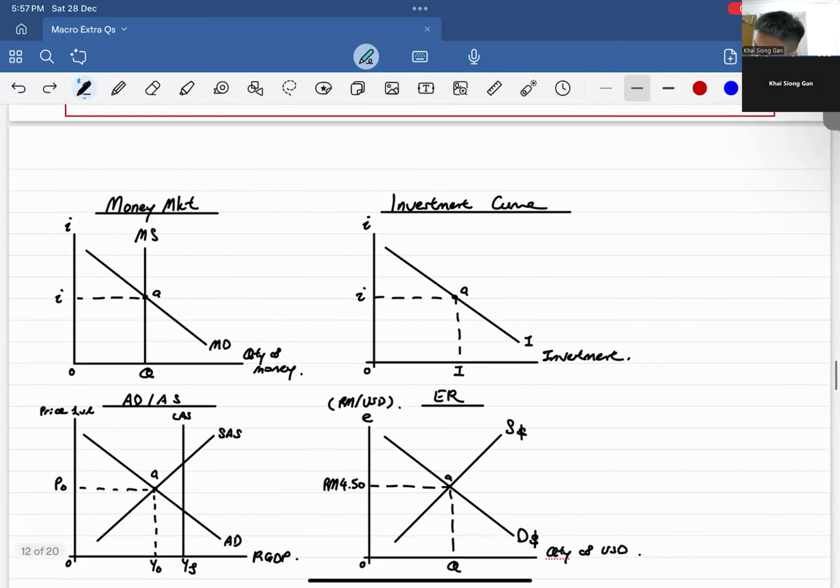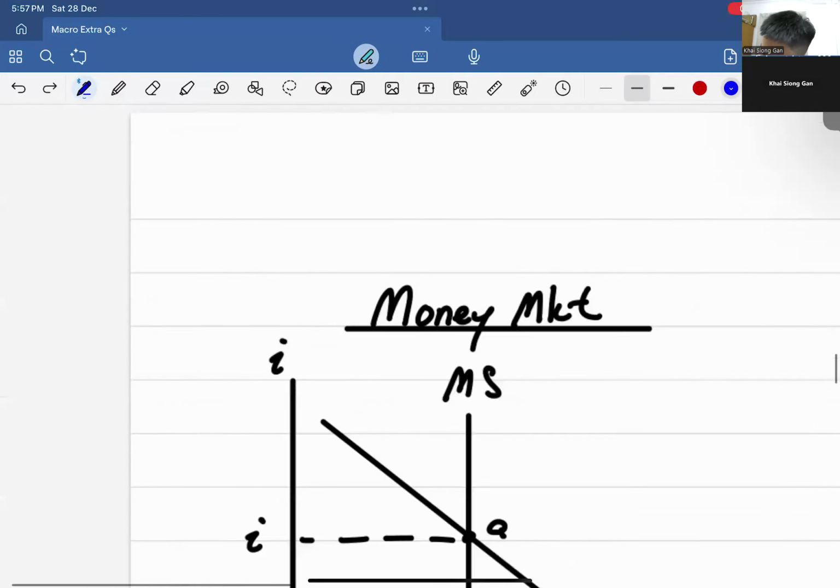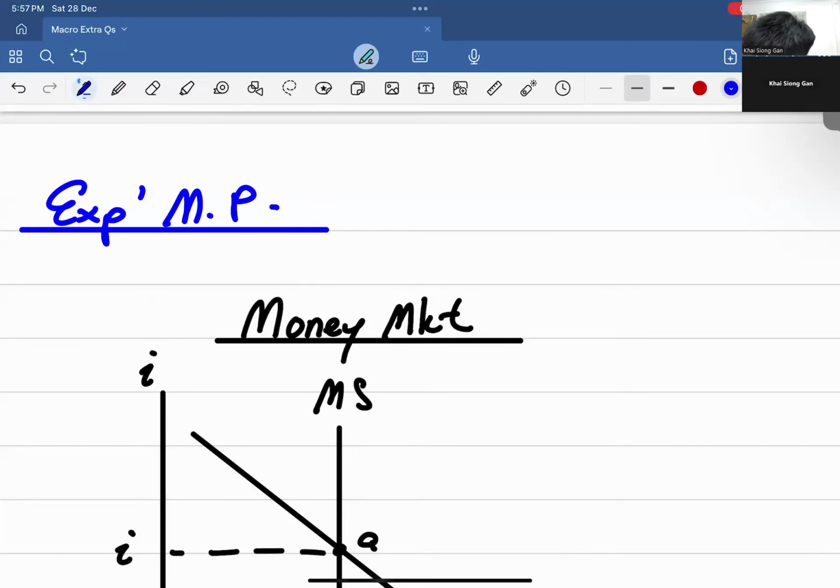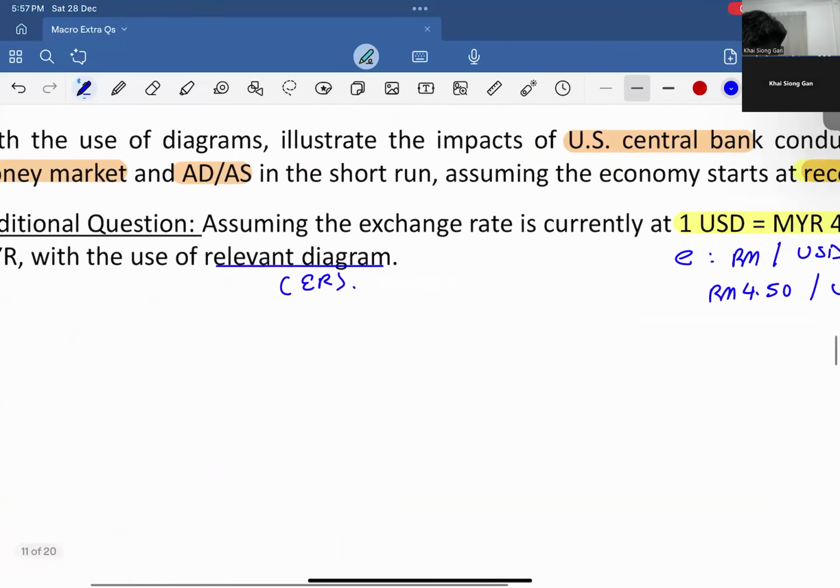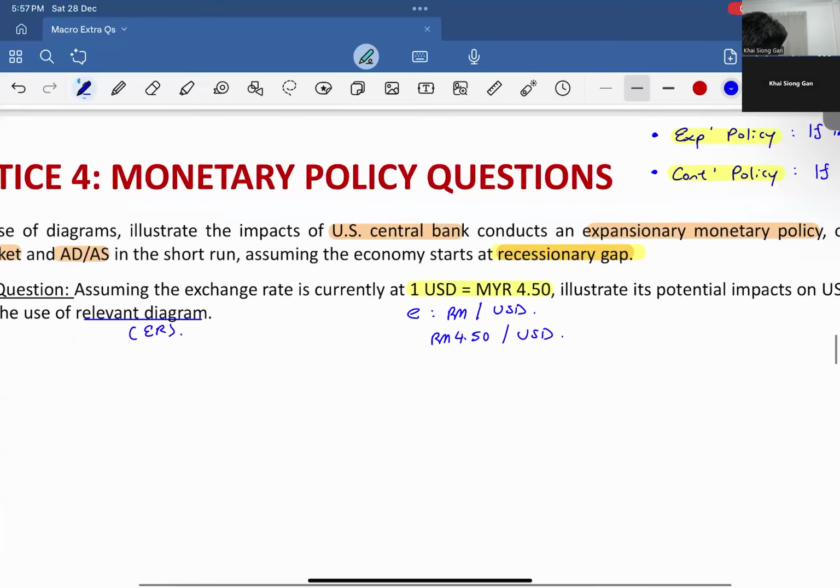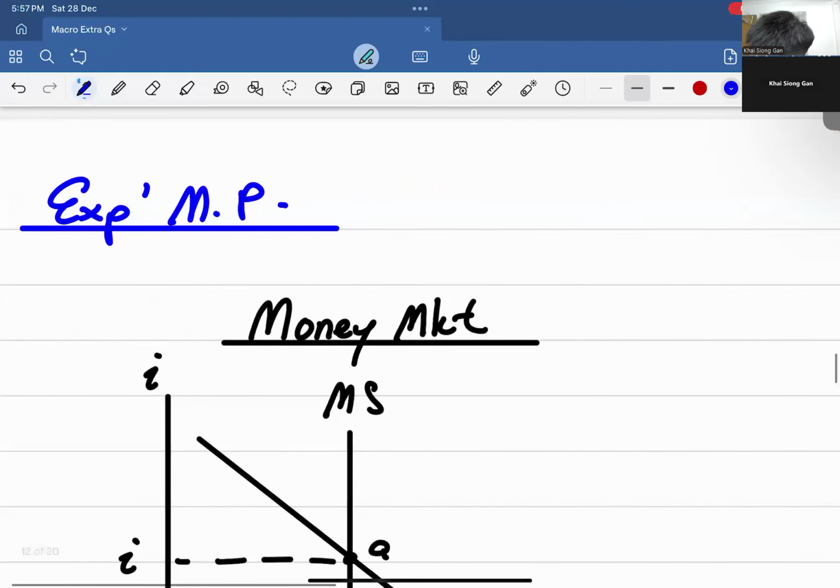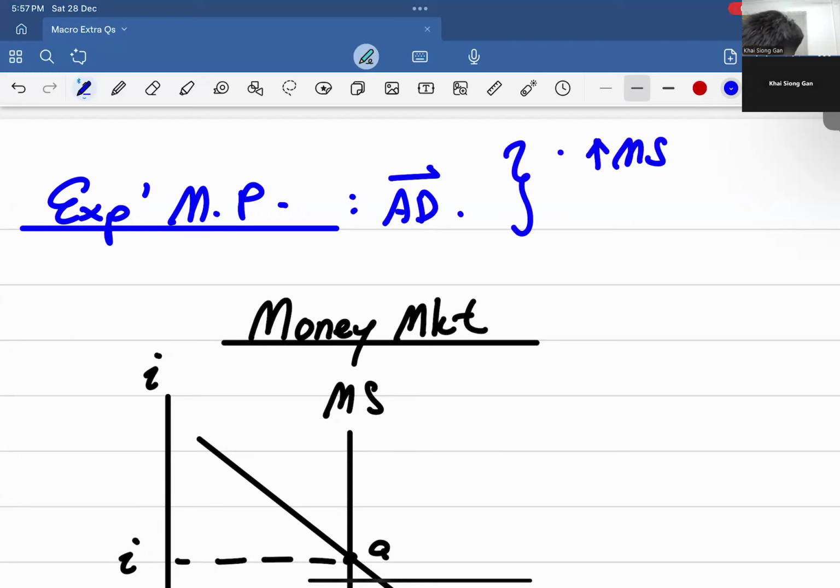Okay, so now what are we going to do? We want to do expansionary monetary policy. US implements this expansionary monetary policy, right? So what is the purpose of expansionary monetary policy? The purpose is to increase the aggregate demand, to stimulate the economy. How do they do that? To increase the money supply and to reduce the interest rate.